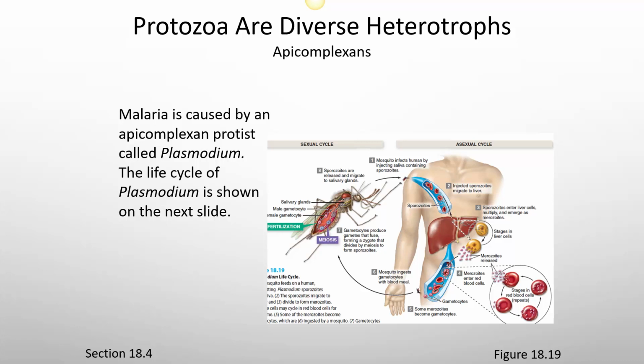So moving on to this one, Plasmodium. Malaria is caused by an apicomplexan protist called Plasmodium. The life cycle of Plasmodium is shown here and on the next slide. So basically what happens with malaria, there's many different species that cause malaria. Plasmodium falciparum causes the most fatal form of malaria, and that's endemic to parts of Africa and the Middle East. Plasmodium vivax is the next most common and the next most dangerous, and that one's kind of confined more to parts of Asia and South America.